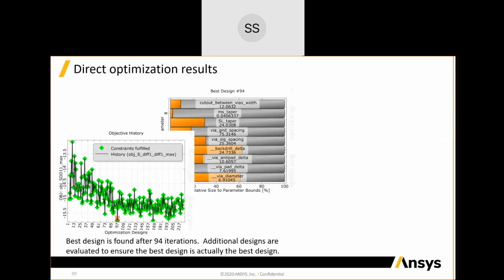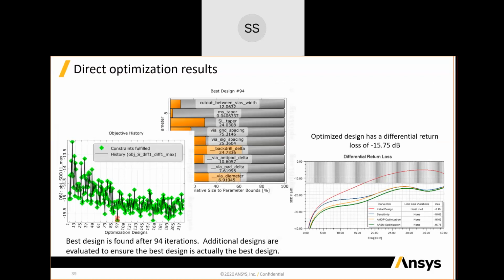And now looking at the optimization results, we can see that we had to run about 220 designs. Of course, with those direct optimizations, the problem that we always encounter is that we have to run many designs because we don't know that we found the best one until we look everywhere else and we don't find any better designs. But then comparing it to the previous results, we see that we have a little performance improvement. So going from 15.03 dB down to 15.75 dB.